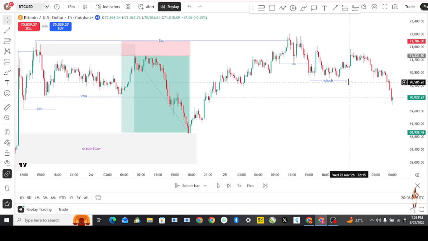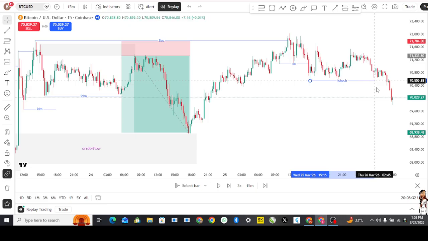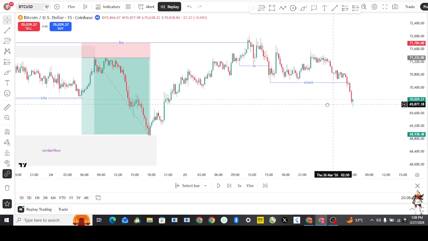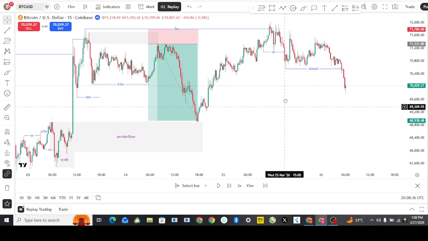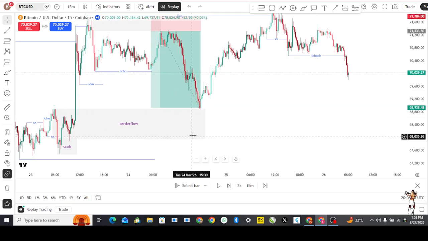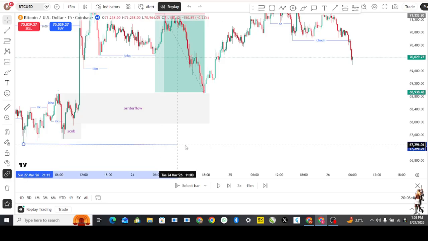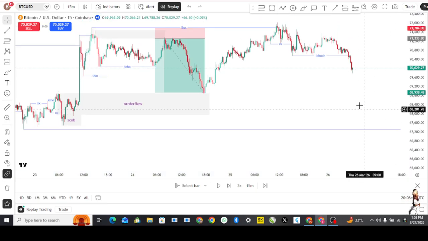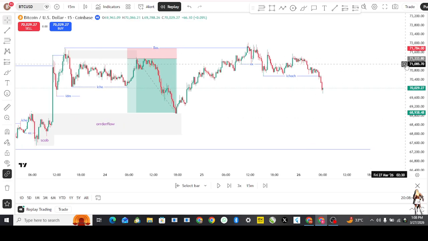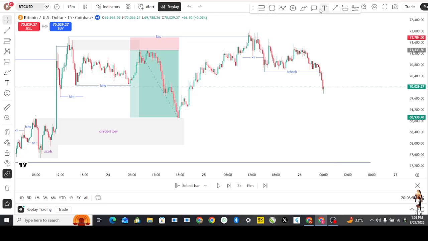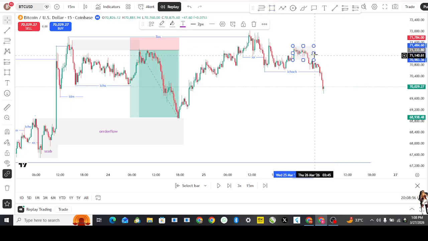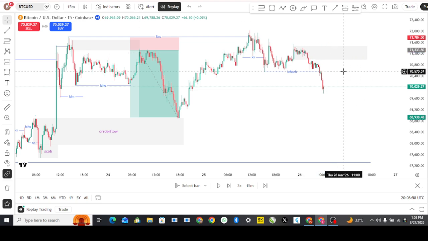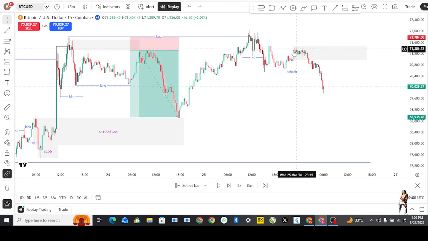All right, we now have a close below this zone already, which indicates that the market might want to come back for this low, because this low is still protected. So let's see, do we have any opportunity to join the trade now? Yeah, the whole of this zone will be our order flow. We have another block order flow here.